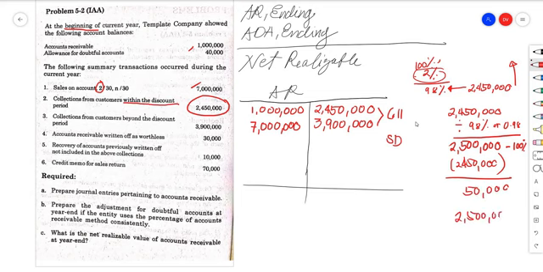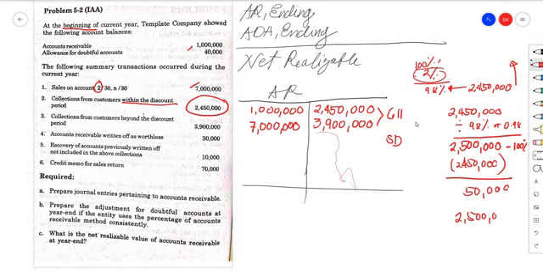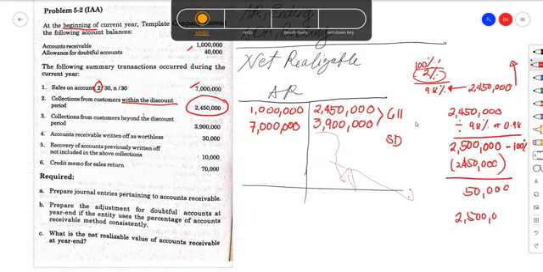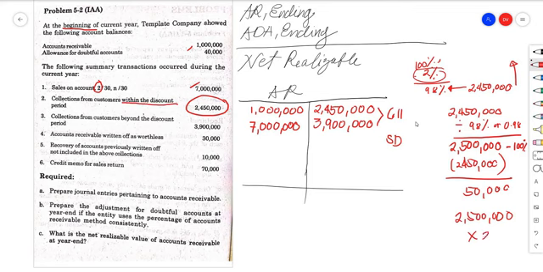Or, sabi nga, 2%. Pwedeng 2,500,000 times 2%, and ganun din makukuha mo, 50,000 pa rin. So, either way, yun yung makukuha. So, ang sales discount natin, 50,000. Next, ano pa? Siyempre, yung sales returns and allowances. Na-take into account na natin pati yung discount. Yung sales return, ito, 70,000.